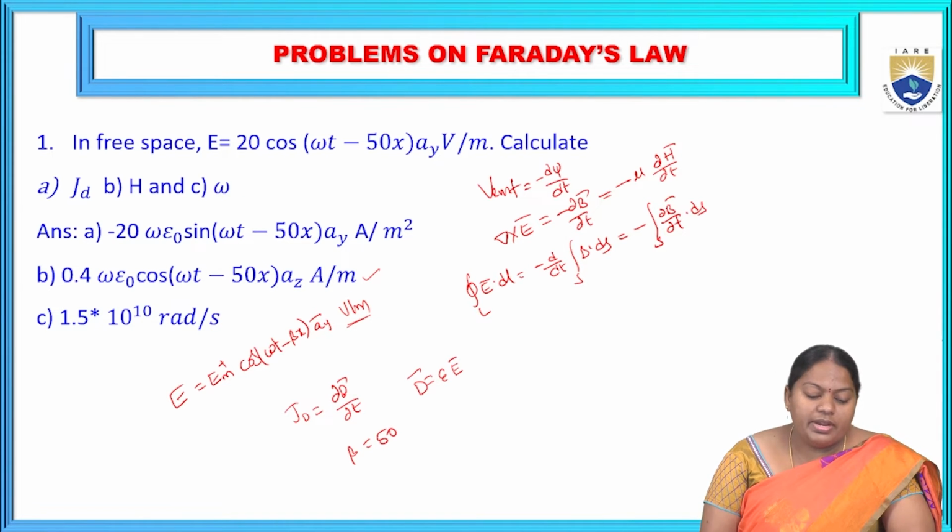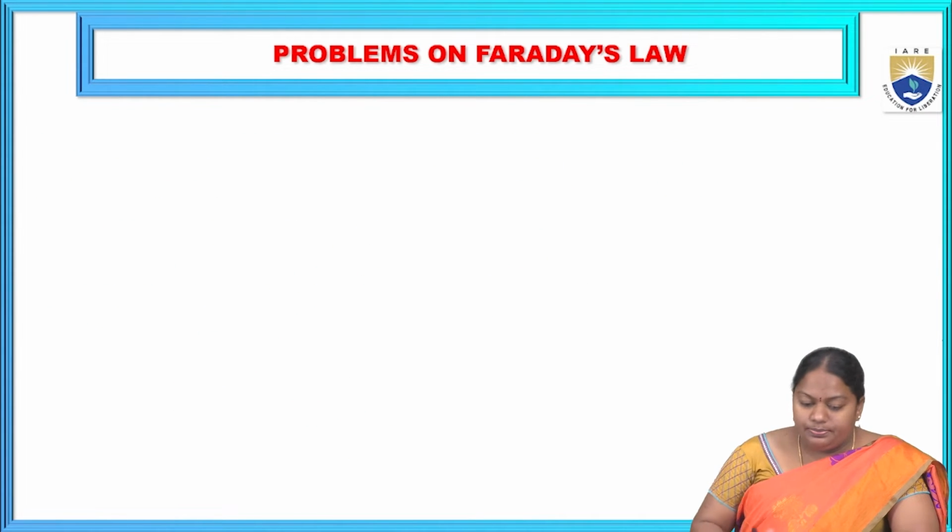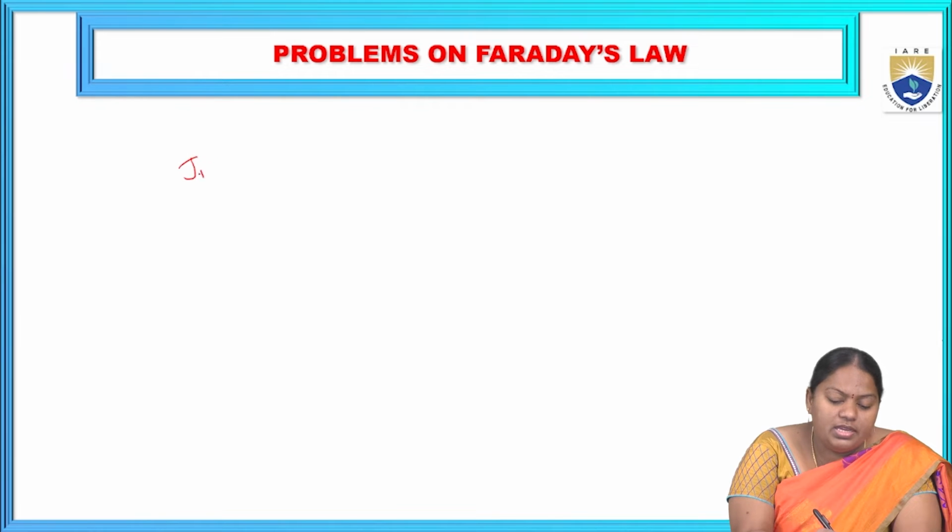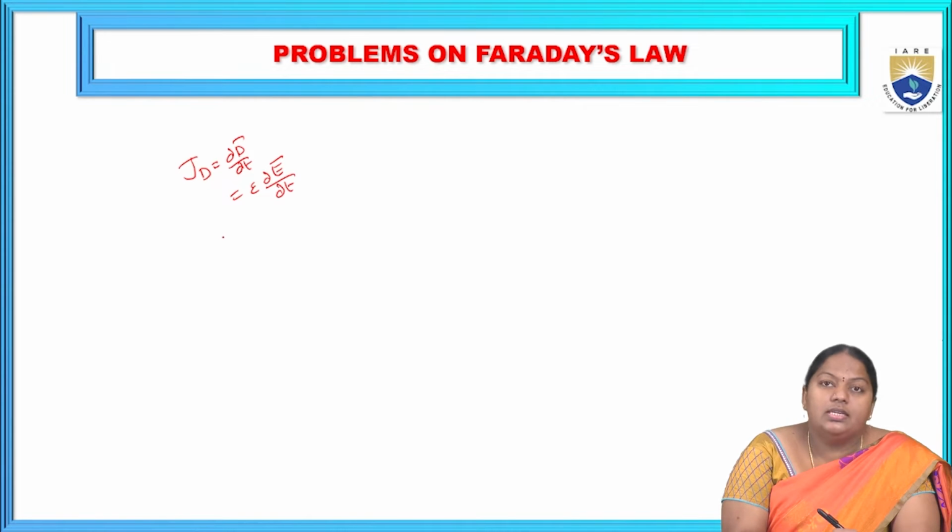Now, in order to find the displacement current density, magnetic field intensity H and angular frequency omega, first we will evaluate the equation for JD. JD is equal to dou D bar by dou T, which is equal to epsilon into dou E bar by dou T.